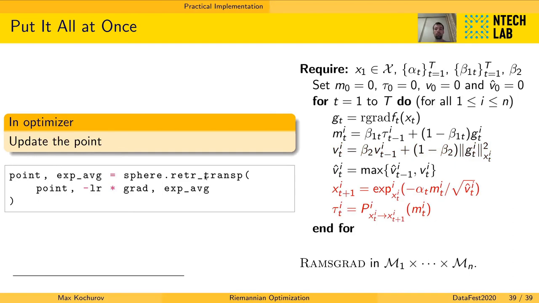In the end, we make a joint step for fixing the momentum and updating the point using retraction transport combined to the direction of the steepest descent. That's all. Besides, this math is complicated. You can actually use GeoOpt to perform all this optimization. It's available open source, and you can find the links on the first slide.